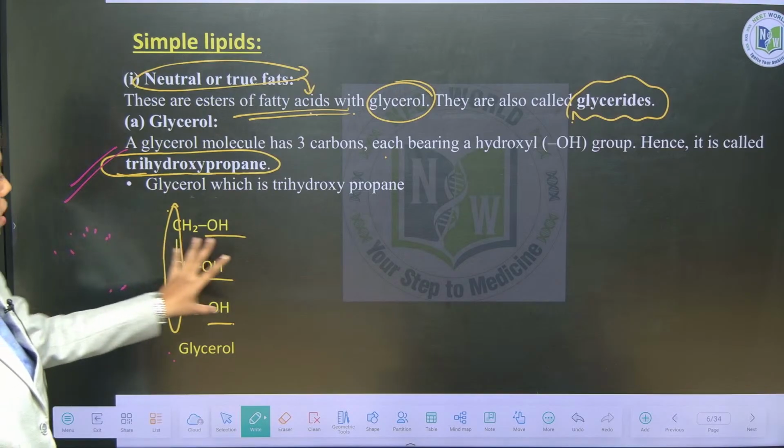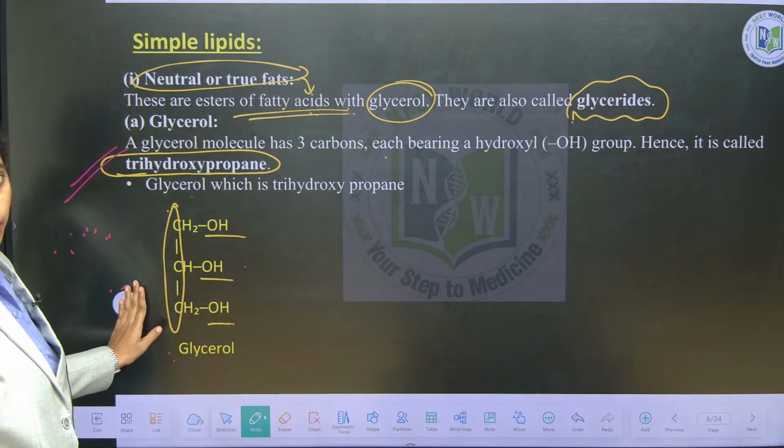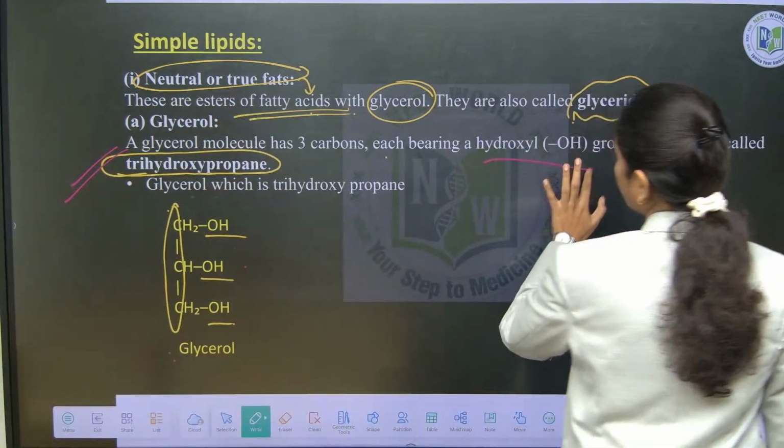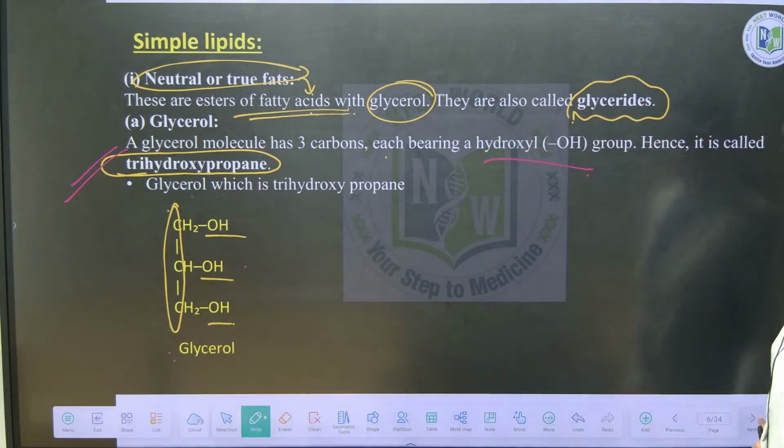Fine, right? It has a carboxyl group and a carbon group. Fine, right? A hydroxyl group is present, which is attached to the carbon group.